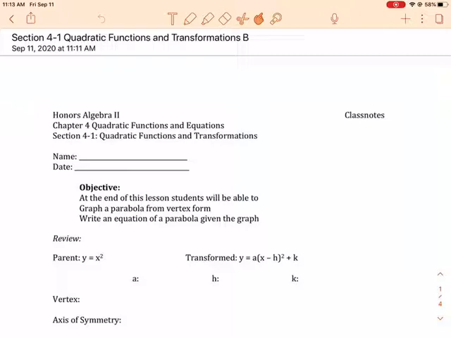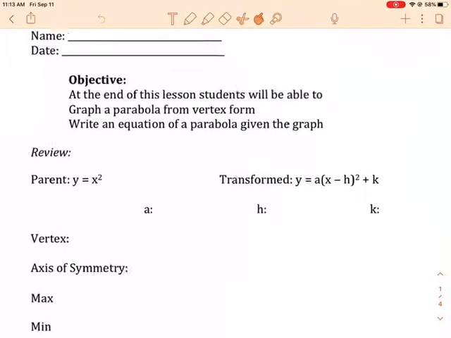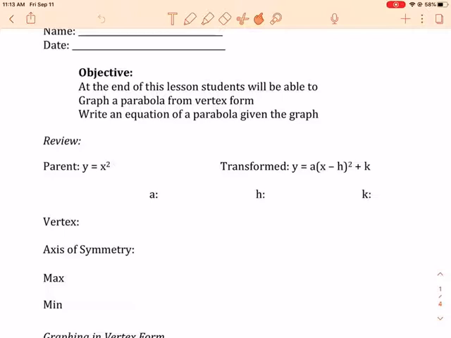So that was looking at it in terms of transformations. Today we're going to look at it in terms of the meat, doing some actual math instead of just looking at it. So let's review. Remember, our original equation is y equals x squared, and our transformed equation, or vertex form, is y equals a times the quantity x minus h squared plus k.